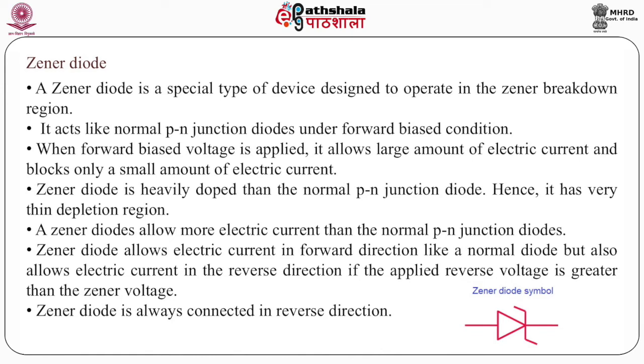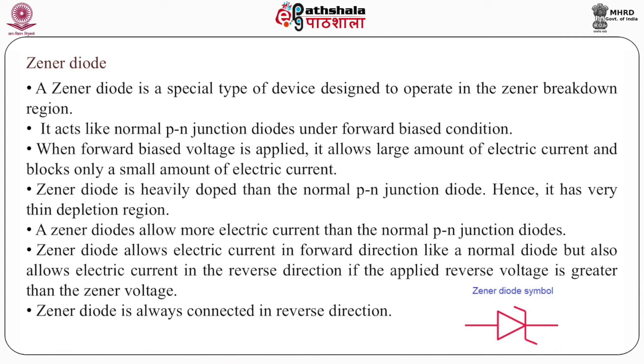Now, based on that, we have another kind of diode besides this PN junction diode, which has been given the name Zener diode. A Zener diode is a special type of PN junction diode which is designed to operate in the Zener breakdown region. This breakdown region is where the current suddenly increases. It acts like a normal PN junction diode under the forward bias condition. But when a reverse biased voltage is applied to the Zener diode, it allows a large amount of electric current and blocks only a small amount of electric current. Zener diode is heavily doped compared to the normal PN junction diode.